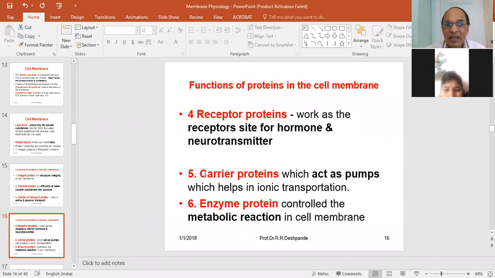Then carrier proteins act as a pump. And there are some enzyme proteins in the cell which do the metabolic reactions. Try to understand, many of the enzymes like pepsin, trypsin, chymotrypsin, erepsin are proteinous in nature. So we have seen there are 6 types of proteins in our body, or in the cell.